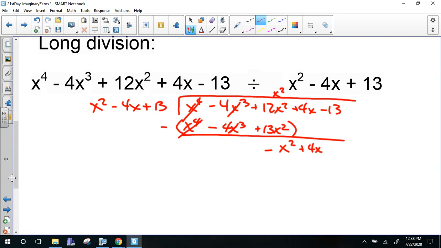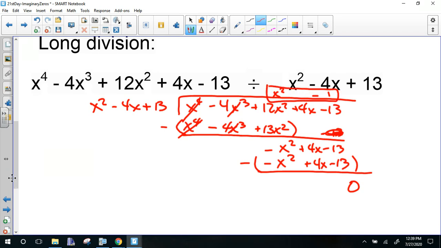What do I multiply x squared by to get negative x squared? Negative 1. So negative 1 times x squared is negative x squared. Negative 1 times 4x is positive 4x. And I'm going to go ahead and bring down my negative 13. Excuse me, that goes right here. And negative 1 times positive 13 is a negative 13. Put that in parentheses and subtract. Get a remainder of 0.